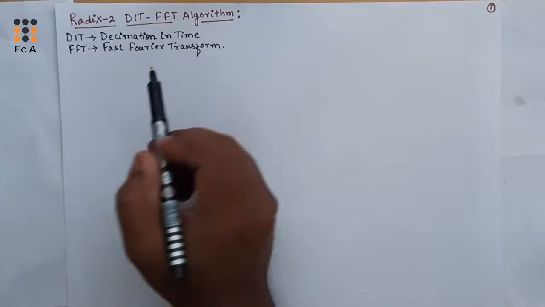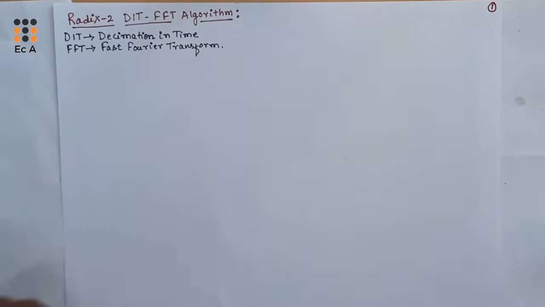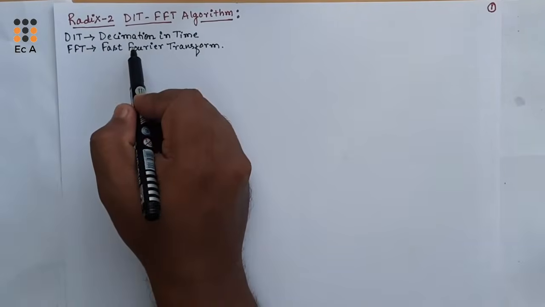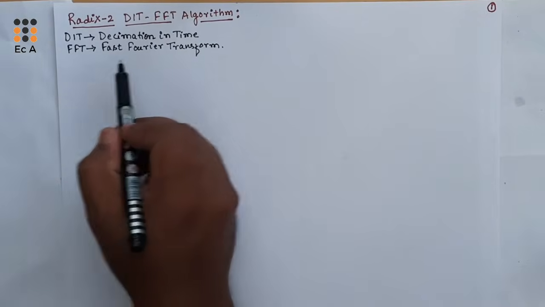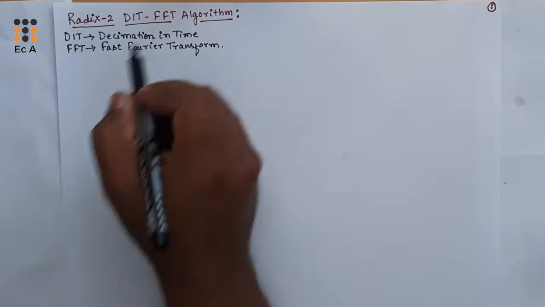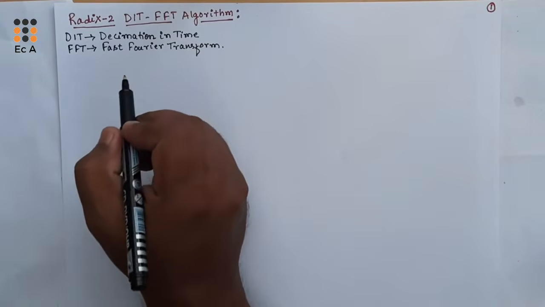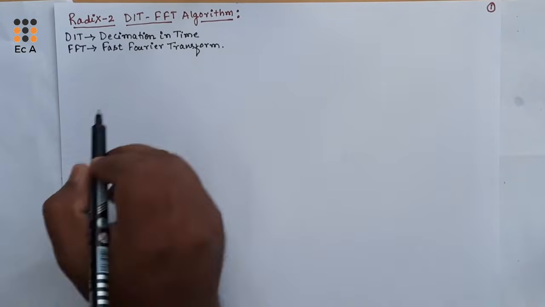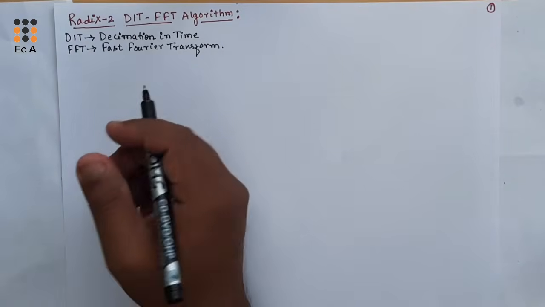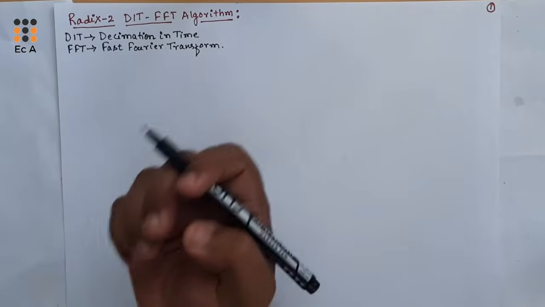In this lecture, let us understand the Radix-2 DIT FFT algorithm. Here DIT represents decimation in time and FFT represents fast Fourier transform. This approach depends upon decomposing the DFT into successive small DFTs. So, we will take a DFT and that DFT will be decomposed into successive small DFTs.